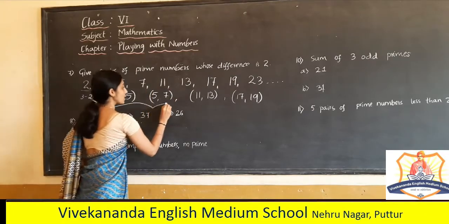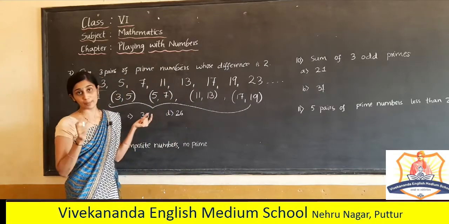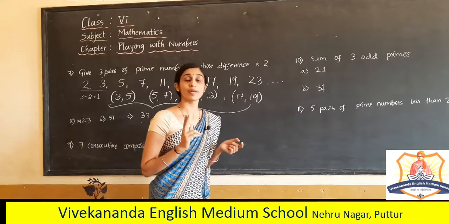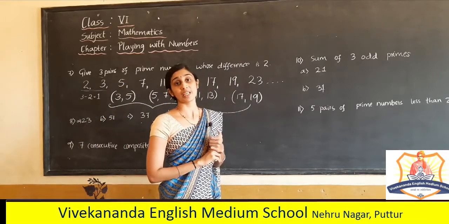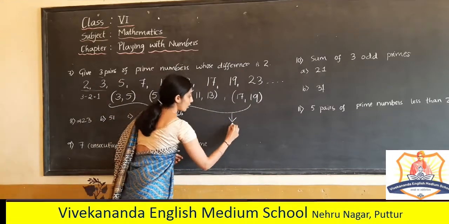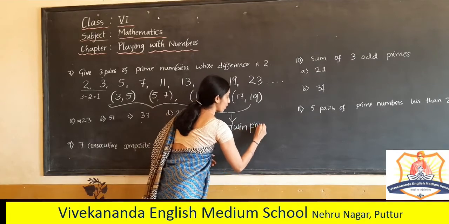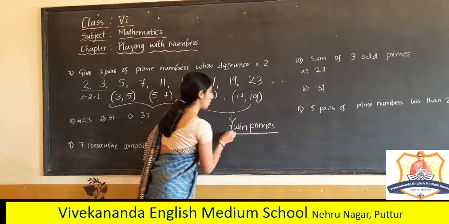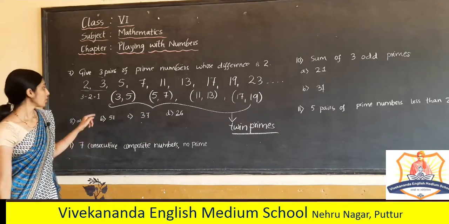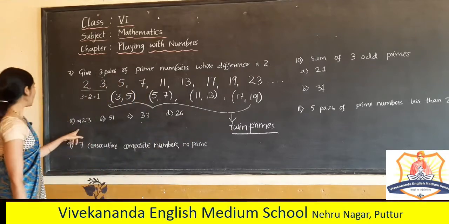So this type of set of prime numbers, in which the difference between those two prime numbers is 2, are called twin primes. Understood? So these are the sets of twin primes. Next question.